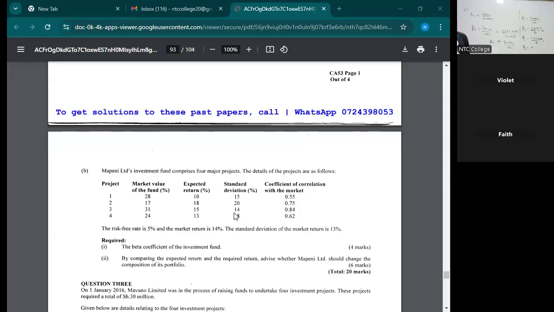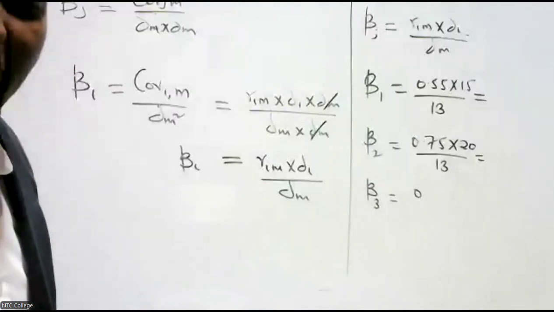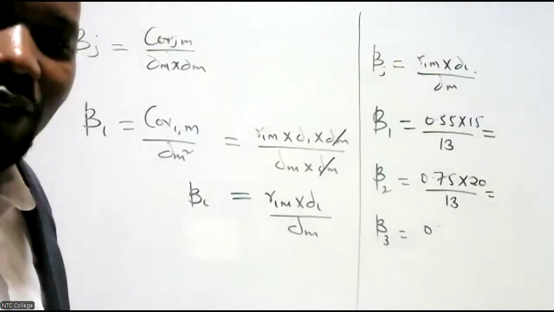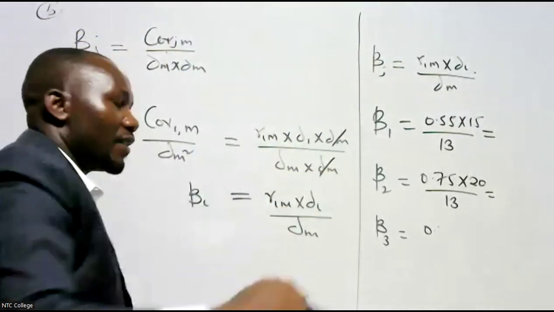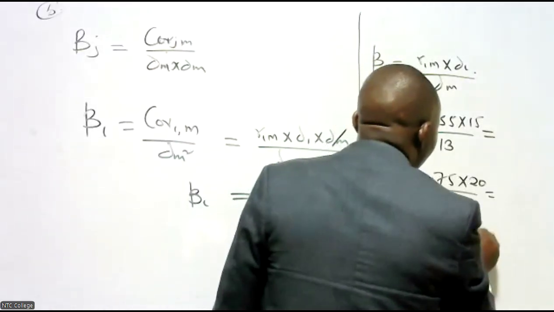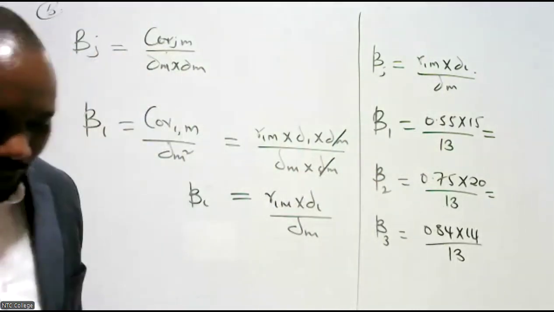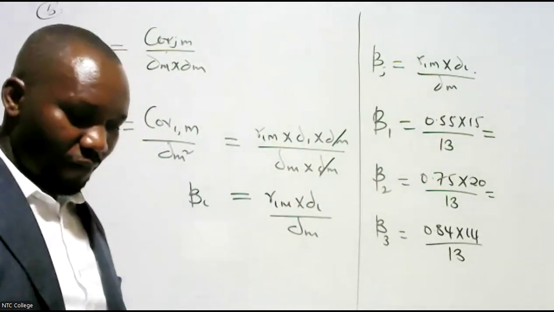0.84 times 14 all over 13. Now you see why you are given 1 mark? Because examiners know this one is easy. That's 14, yeah? So 0.84 times 14 all over 13. Right?